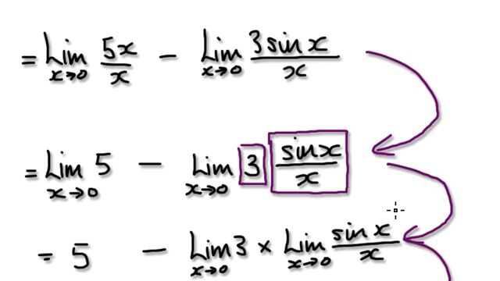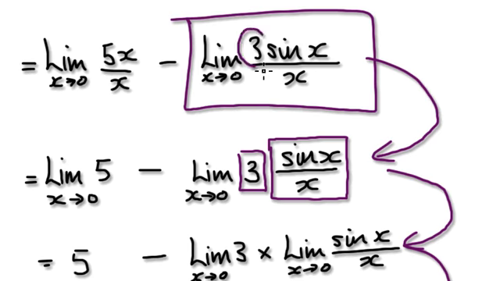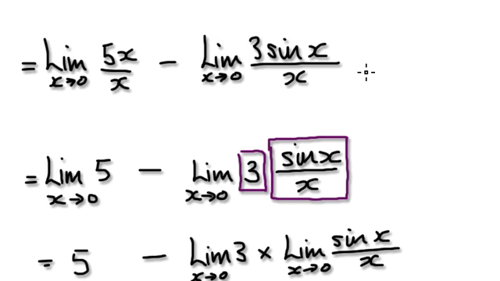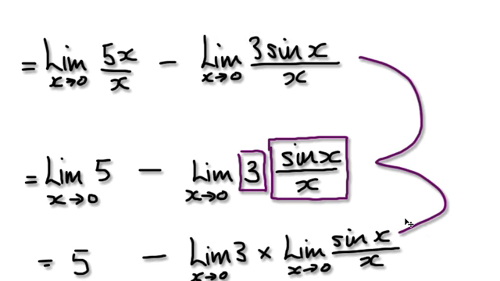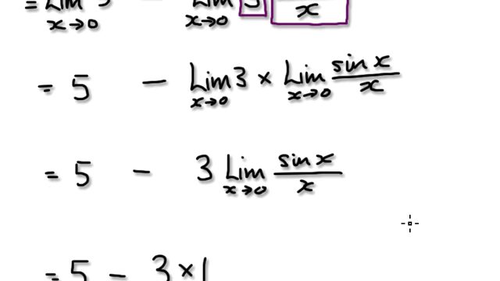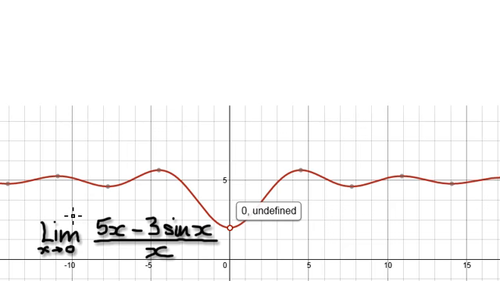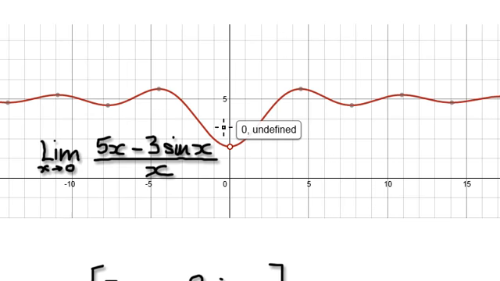What I'm trying to say is that when you are here, you should be able to spot that you can just take the 3 out. If you can do that in one go, then do it. If you can't, then do it step by step. But overall the answer will be 2. So the limit will be 2. Going back to here, this limit here is 2.